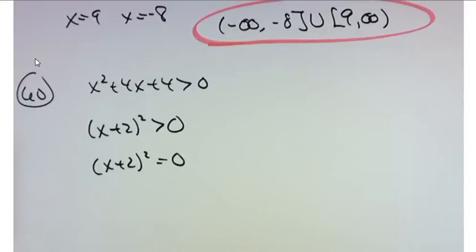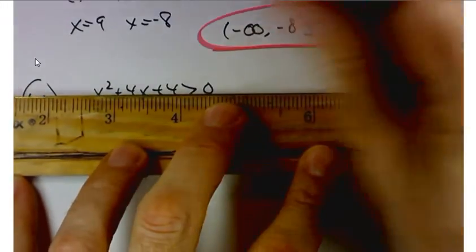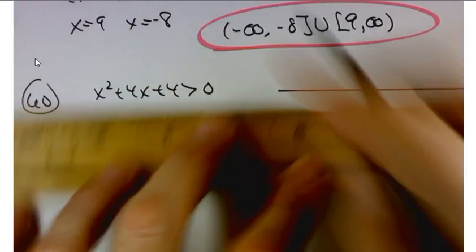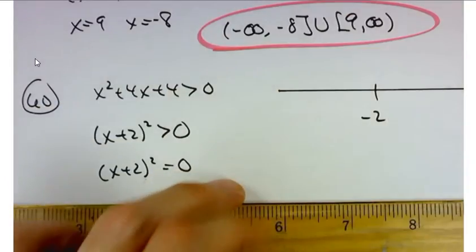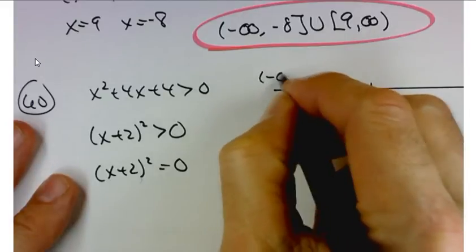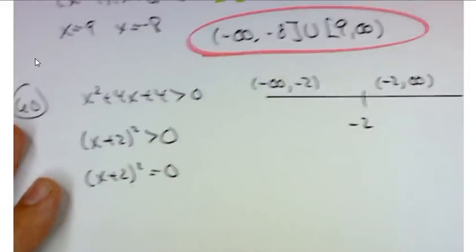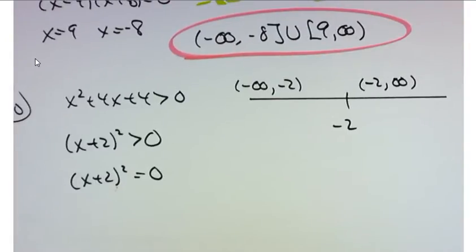So where does that actually equal 0? I'll give you a hint. There's only one place. Yeah, when x equals negative 2. So that gives me two intervals: negative infinity to negative 2, and negative 2 to infinity. Okay, so let's test some points.